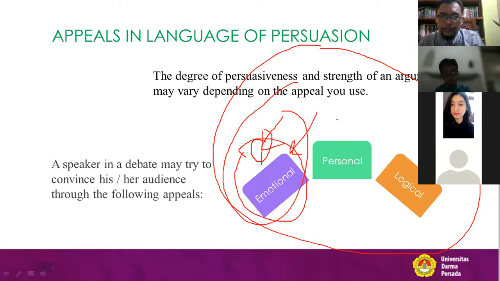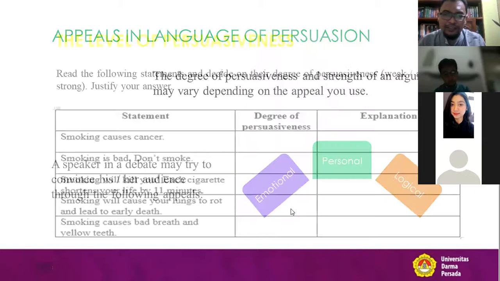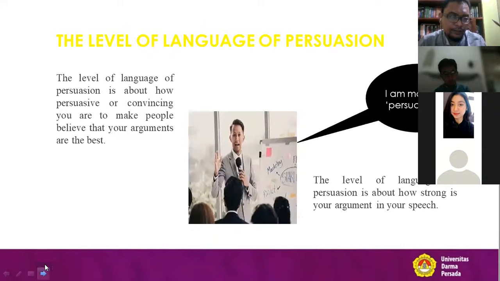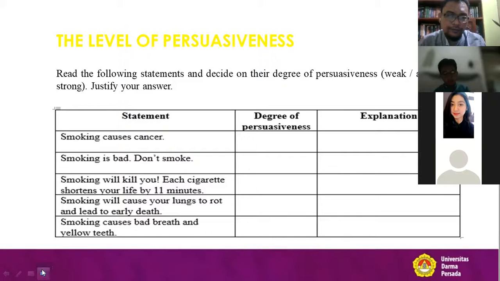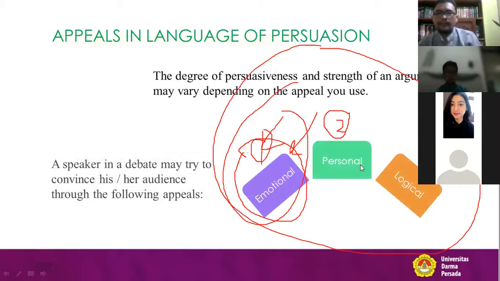And number two is the personal. What we mean by personal here, when you are presenting your arguments, is, sorry, no, hold on. So back to here, number two. What is this? Personal. Your argument is going to be persuasive. You can persuade people with your arguments if your arguments are personal. Personal means like your personal experience.